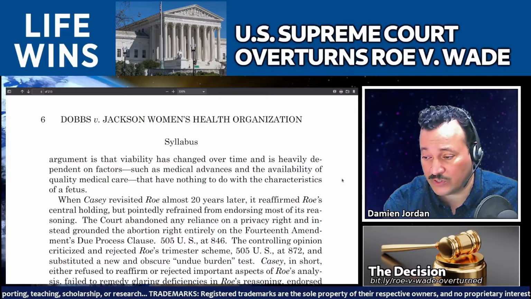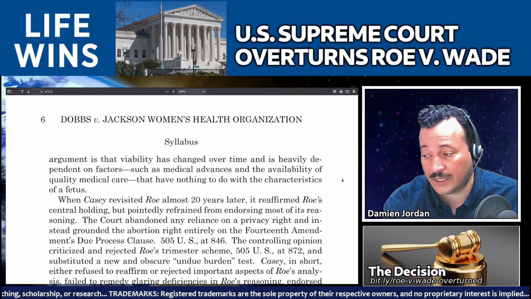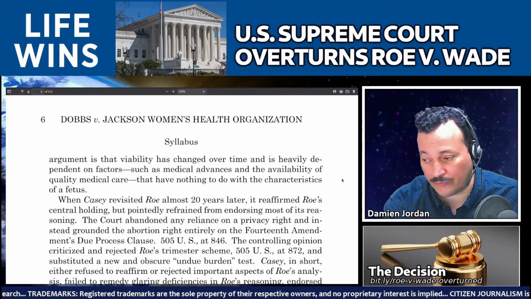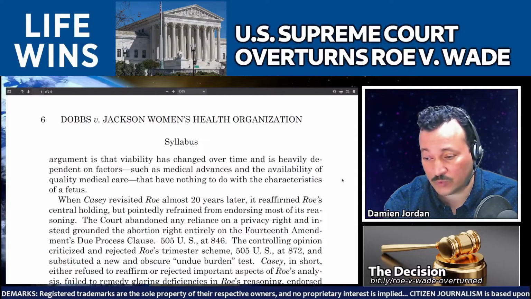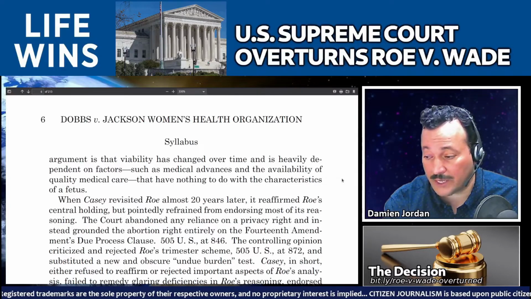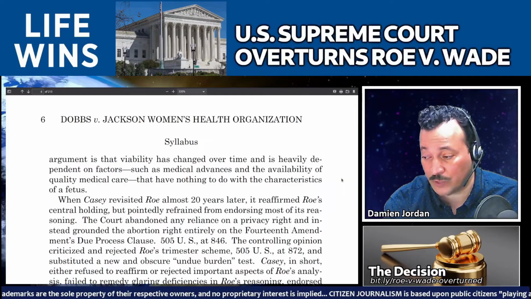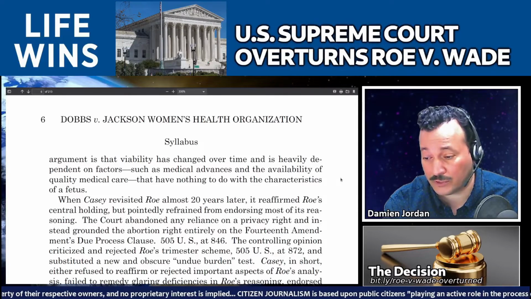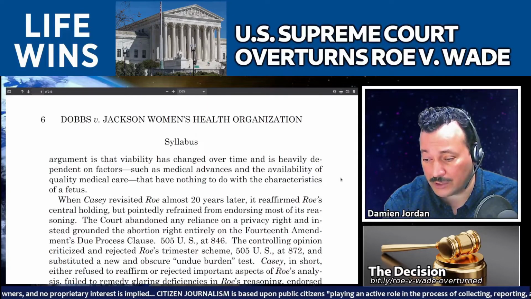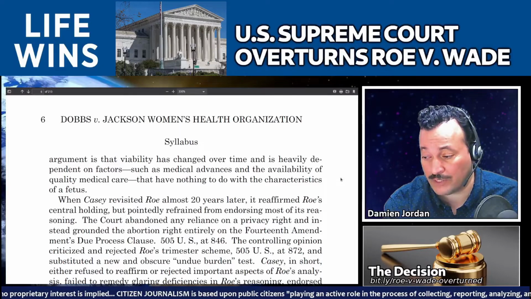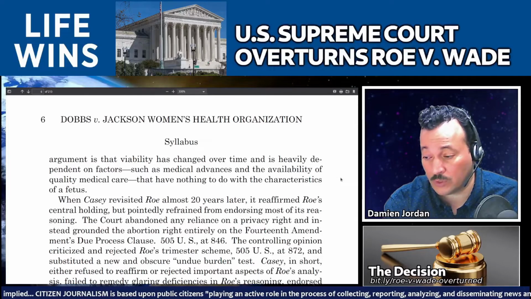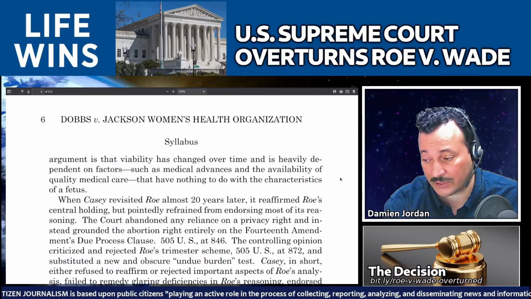When Casey revisited Roe almost 20 years later, it reaffirmed Roe's central holding, but pointedly refrained from endorsing most of its reasoning. The court abandoned any reliance on a privacy right and instead grounded the abortion right entirely on the 14th Amendment's Due Process Clause. The controlling opinion criticized and rejected Roe's trimester scheme and substituted a new and obscure, quote, undue burden test.